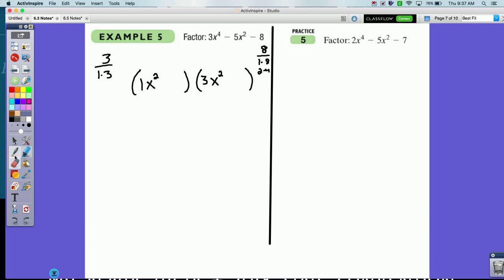All right, let's try the other way around. 4 here and 2 here. That gives me 12x squared and 2x squared. Again, not a 5. All right, so the 2 and the 4 didn't work.